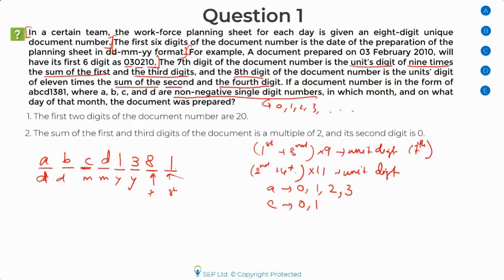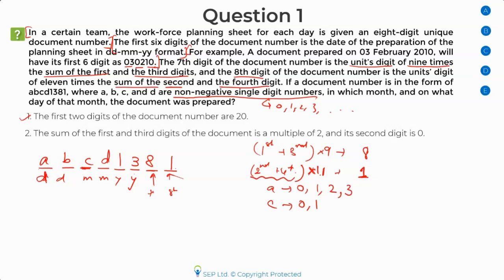Now let's go to the question stem. There are other inferences you can make if you want to, because now you know the units. Let me write that down, because I know this is 8 and this is 1. Can anyone tell me: if I'm multiplying anything by 11 and I'm getting the unit digit as 1, what can I say about the unit digit of the 2nd and 4th?